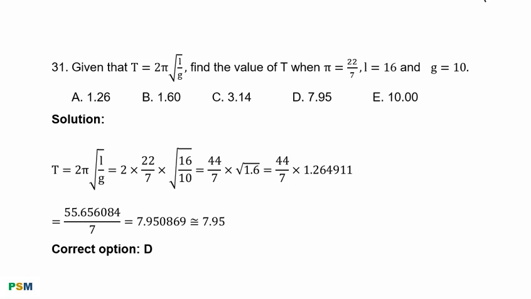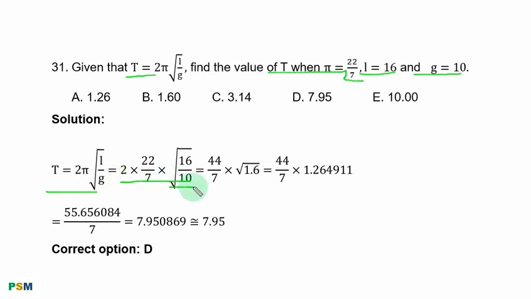Question 31. Given that t is equal to 2 pi times square root of L over G, find the value of t when pi is equal to 22 over 7, L equal to 16, and G is equal to 10. You have the given expression. You replace pi, L, and G with what they stand for.